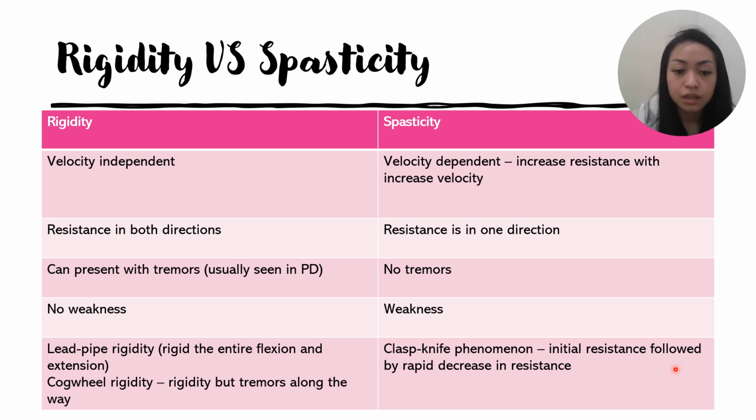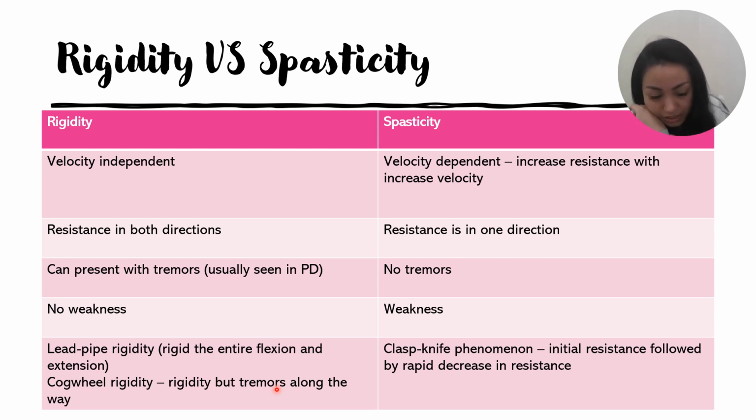Whereas in rigidity, we have either lead pipe rigidity or cogwheel rigidity. Lead pipe rigidity means that it's rigid throughout the whole movement. It's rigid the whole way through in extension, and because it's both ways, rigid the whole way through in flexion. There's no giving, there's no decrease in resistance.